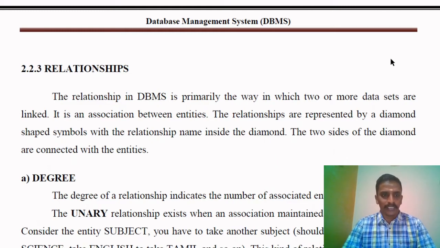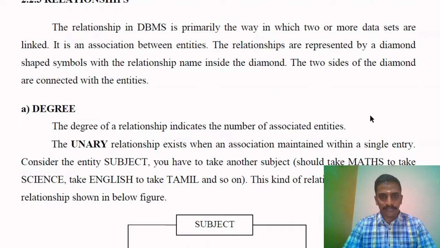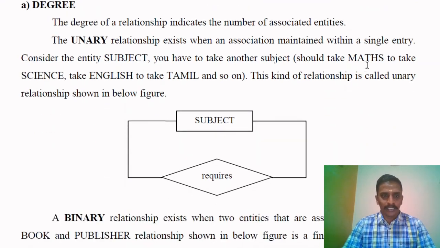Number one, degree. The degree of a relationship indicates the number of associated entities. The unary relationship exists when the association is maintained with a single entity. In a unary relationship, there is only one entity that is related to the relationship. For example, the subject. The subject is the entity and requires is the relationship. So the relationship between subject and requires is a unary relationship.